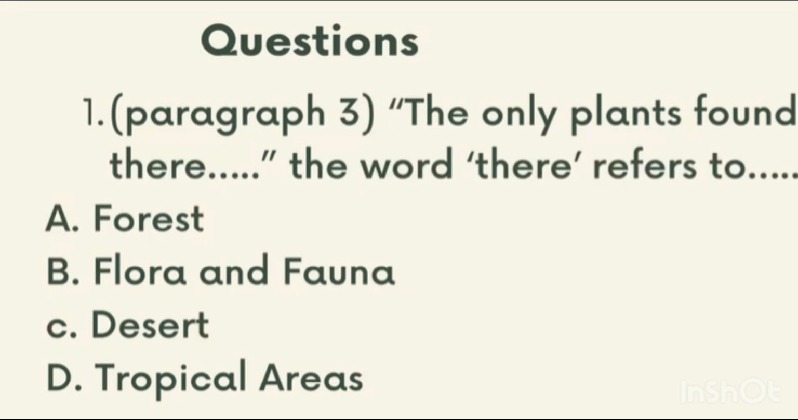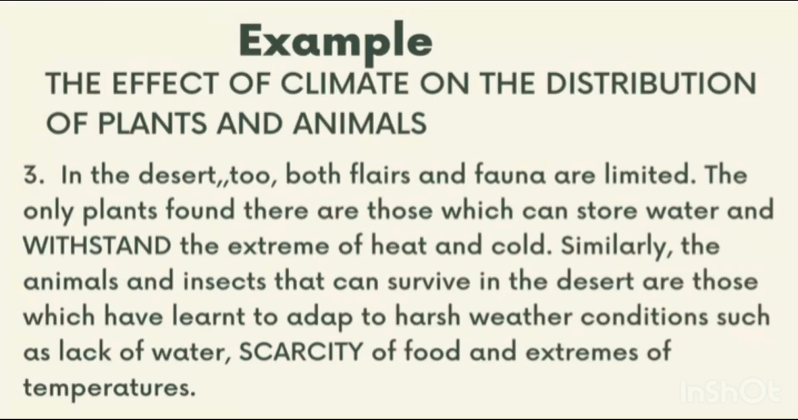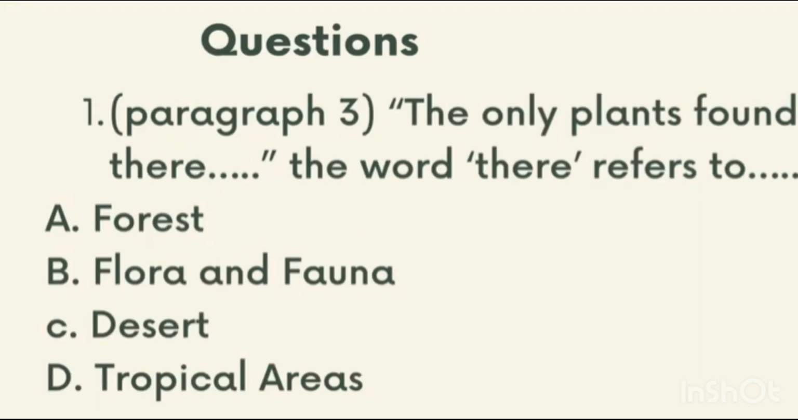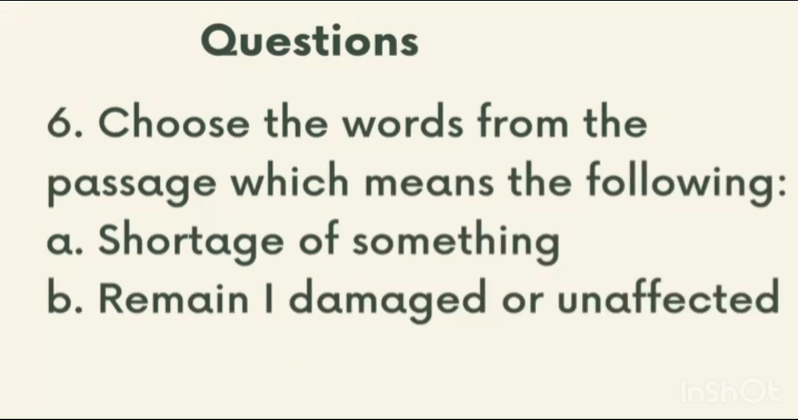So when answering questions, do not just go straight to the statement that they have extracted. Try to see what is coming before and after that statement. So we'll start afresh reading paragraph 3. In the desert too, both flora and fauna are limited. The only plants found there. So this there is talking about what? The desert. So the correct answer here is C, desert.